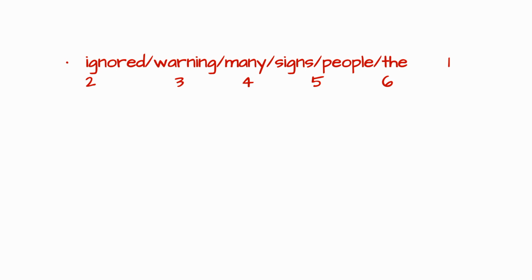Next. Yeah. Ignored, warning, many, signs, people, the. 6 words are there. First one is ignored. Second warning. 3 many. 4 signs. 5 people. 6 the.